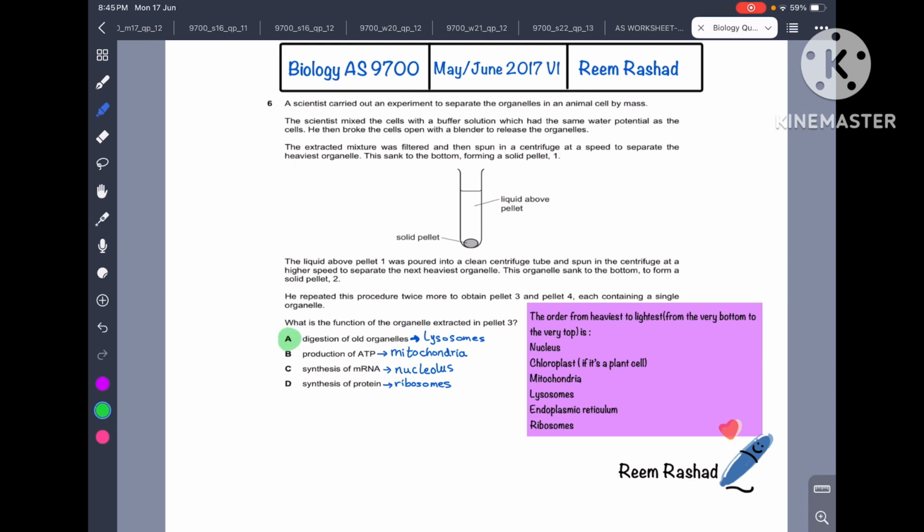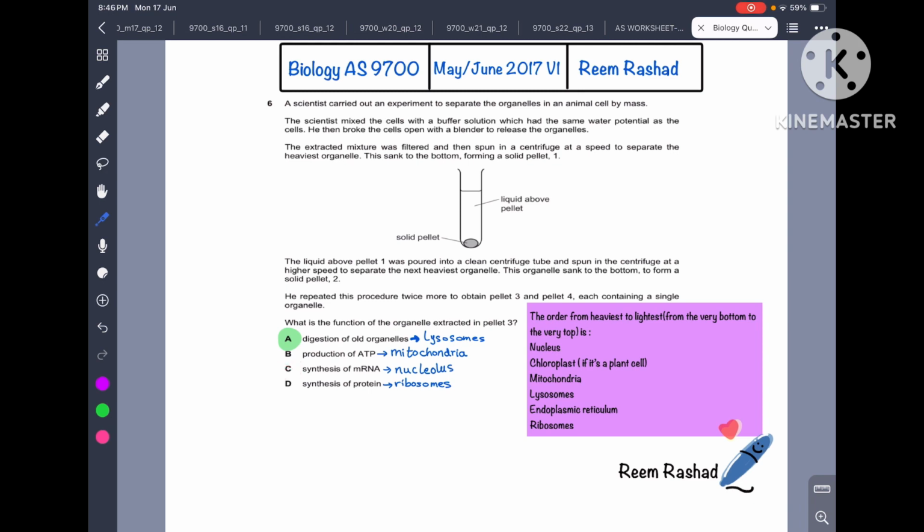Let's also check the other options. Option B says production of ATP. This is the function of the mitochondria and not the lysosomes. So option B is wrong. Option C, synthesis of mRNA. This is the function of the nucleolus, not the lysosomes. So option C is also wrong.